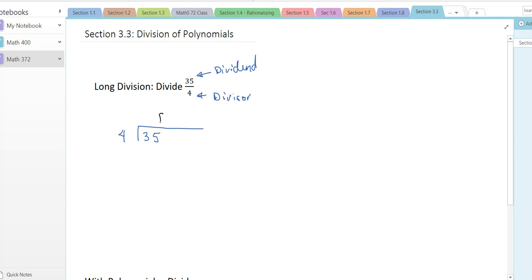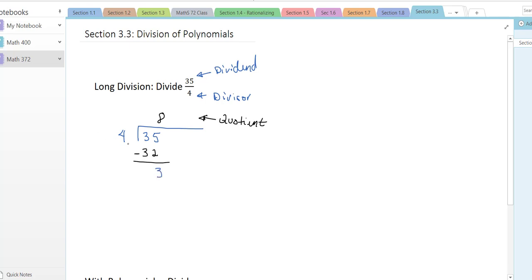So we line up the quotient. What's up here is what we call the quotient, with the place value where it actually did go in. So 4 doesn't go into 3, so we take the 5 with it. 4 goes into 35 8 times, and so we line up the 8 with the 5 there. 8 times 4 is 32. And with division like this, we subtract. 35 minus 32 is 3.